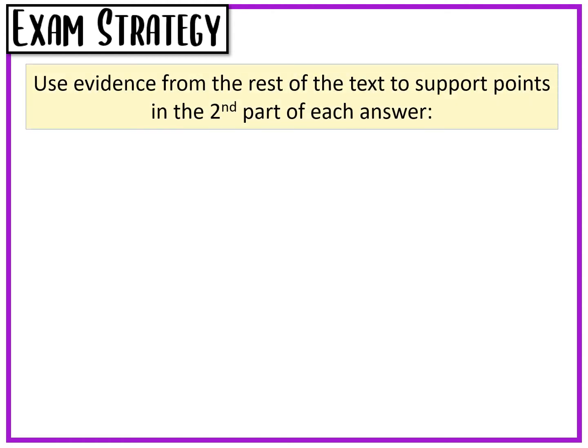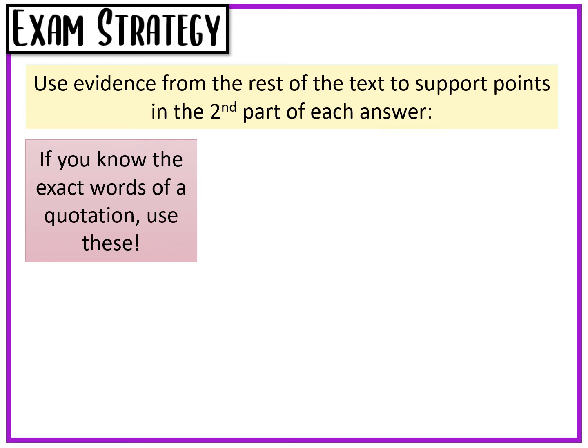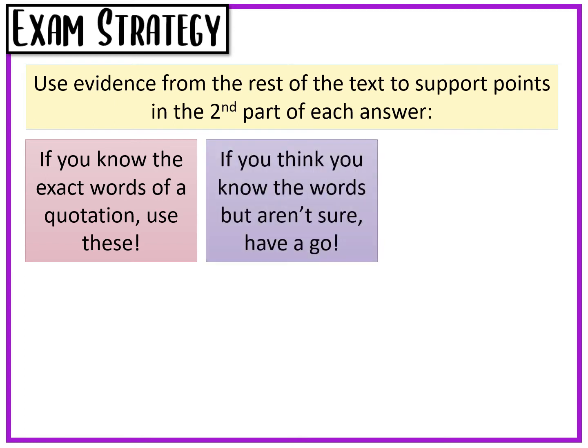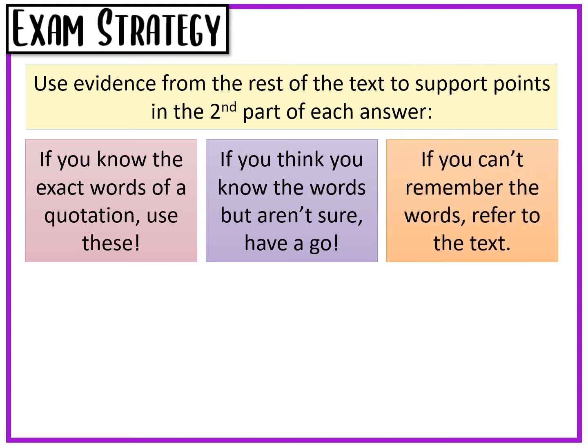For the second bullet point, this is where you'll be writing about the rest of the play, and it's really important to try and use some evidence from the rest of the text to support your points. However, lots of students can panic because they think, oh, I can't remember the right quotation to use. If you know the exact words of a quotation, that's brilliant. Use the quotation. If you think you know the words but you aren't sure, have a go. And if you can't remember the words or the quotation, just refer to that part of the text.